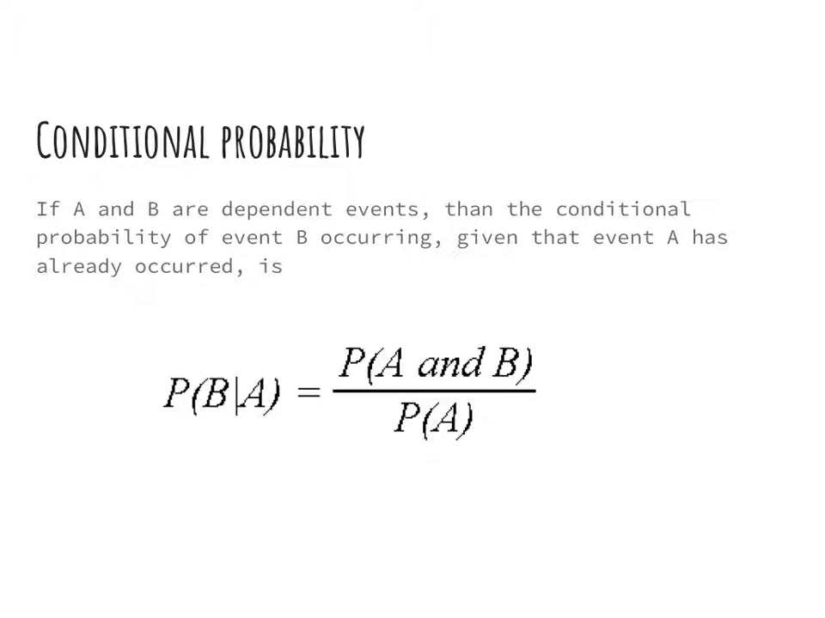Next thing we're going to talk about is conditional probability. If A and B are dependent events, then the conditional probability of B occurring given that A has already occurred is given in this fashion. We find the probability that A and B have both happened, and we divide it by the probability of A.